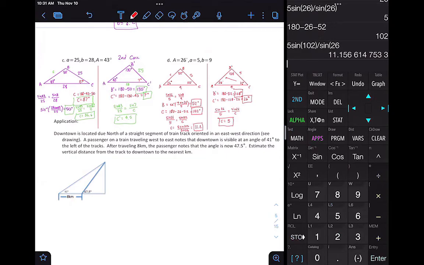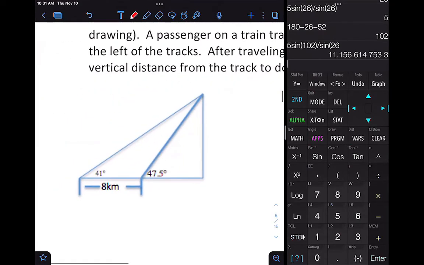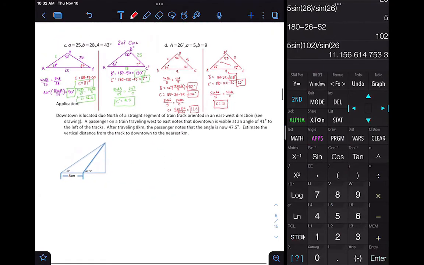So a passenger on a train traveling west to east notes that downtown is visible at an angle of 41 degrees to the left of the track. I don't know if they just brought a device to measure that on the train with them, but apparently 41 degrees right there. That's already drawn, so the train's going that way, 41 degrees at some point in time. Okay, and then after traveling 8 kilometers, the passenger notes that the angle now is 47.5 degrees. So estimate the vertical distance from the track to downtown to the nearest kilometer.